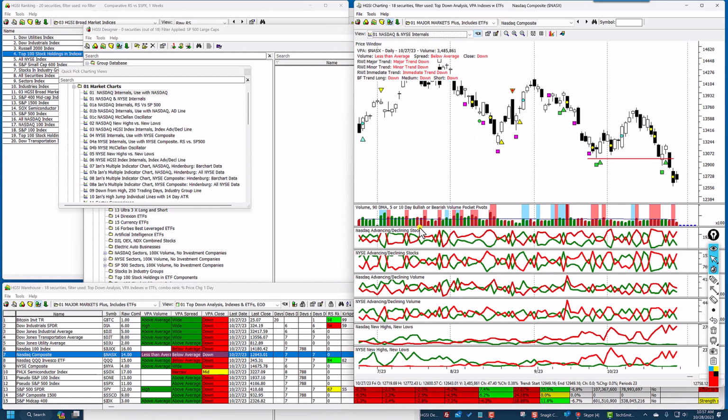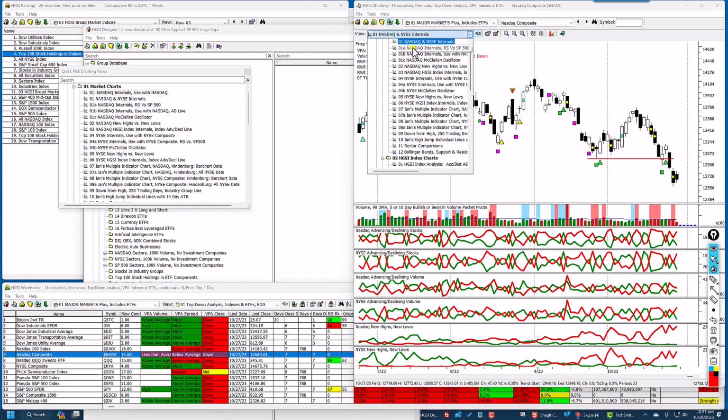This is one I put in a while ago. You can compare the Nasdaq and the NYSE advancing, declining stocks to one another, and the same for the volume and also new highs, new lows. Just a quick reference chart.